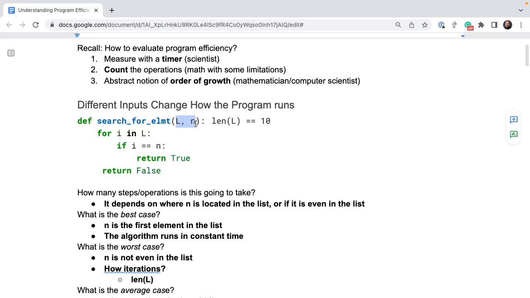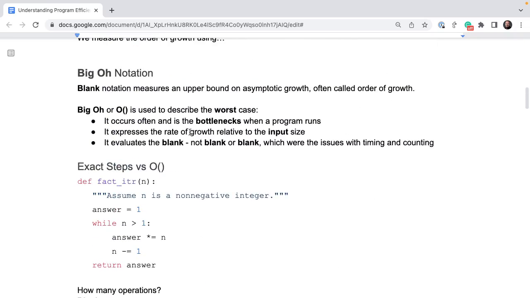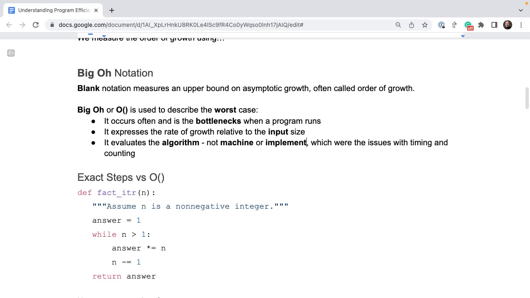It was the list, not necessarily the number we're looking for, it's just the list. So then the last point right here, it evaluates the algorithm. And we talked about this as a warm-up, it does not evaluate the machine. We're not using a timer, we're analyzing the algorithm, nor does it even worry about the implementation. And those were issues that we had with the timing and the counting methods from last class.